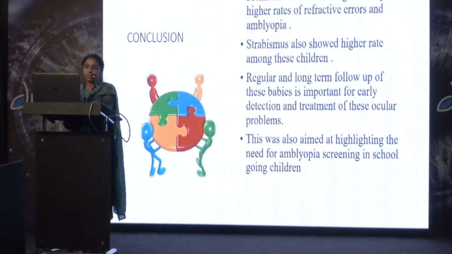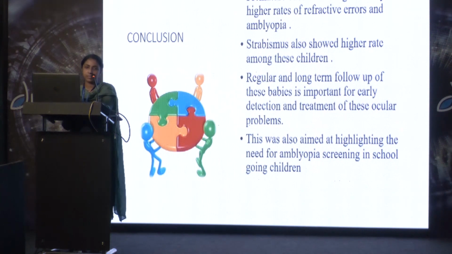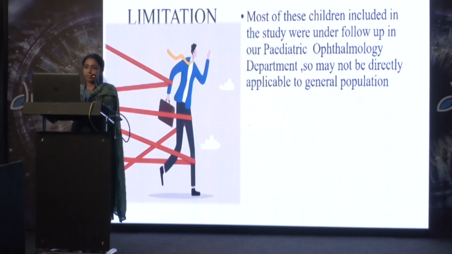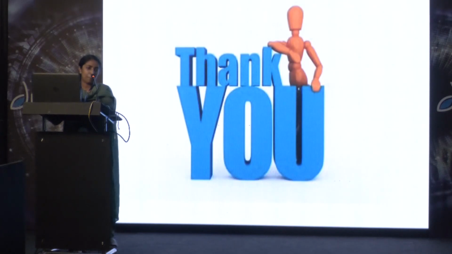So my conclusion is, premature babies have significantly higher rates of refractive errors and amblyopia, and strabismus is also at a higher rate among these children, and therefore regular and long-term follow-up of these babies is important for early detection as well as treatment of these ocular problems. My study was also aimed at highlighting the need for amblyopia screening in school-going children. The limitation was that most of these children included in the study were under our follow-up, so it may not be directly applicable to the general population. So these were my references. Thank you.